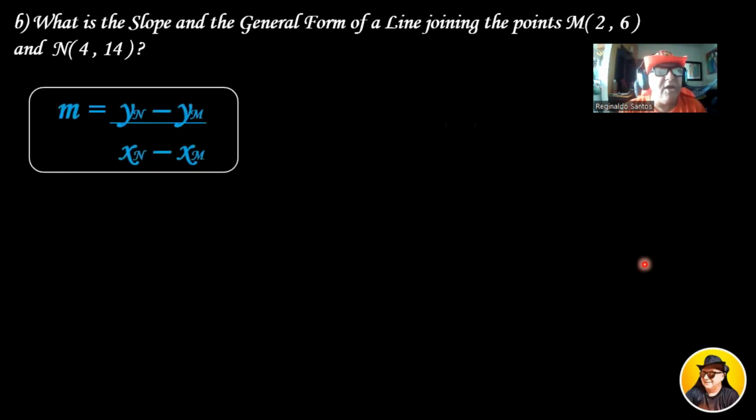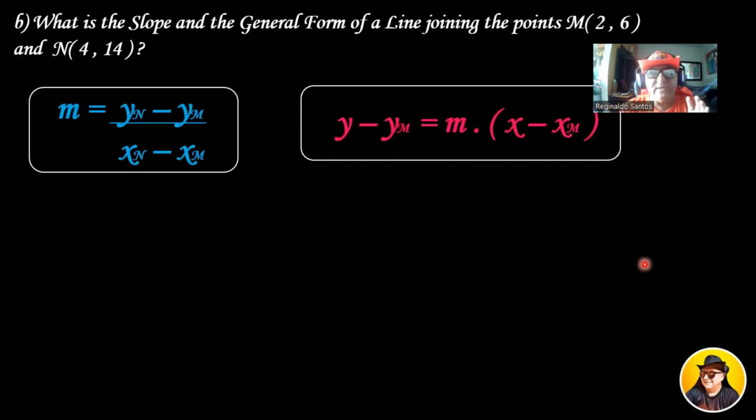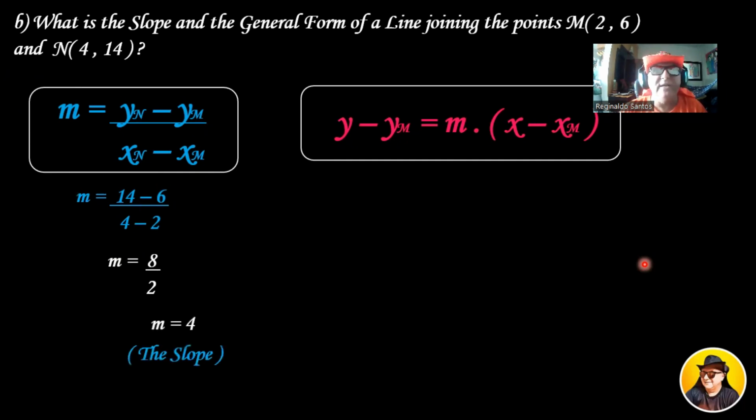So let's find the slope. Using the same formula, I'm sure you can realize that this pink formula is the same one here in blue. And so let's find m, the slope, is 14 minus 6 over 4 minus 2. And so we have that m is 8 over 2. Dividing it, we have that m is 4. This is the slope. All right.